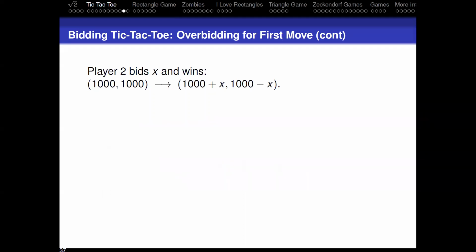So then they go to having 1,000 minus X dollars, and player 1 goes to having 1,000 plus X dollars. And we want to see how much is too much to bid. Well, one simple solution is if player 1 can get the next 3 moves, then player 2 bid too much. So we want to figure out what value of X is so large that 1,000 plus X is enough to get the next 3 bids.